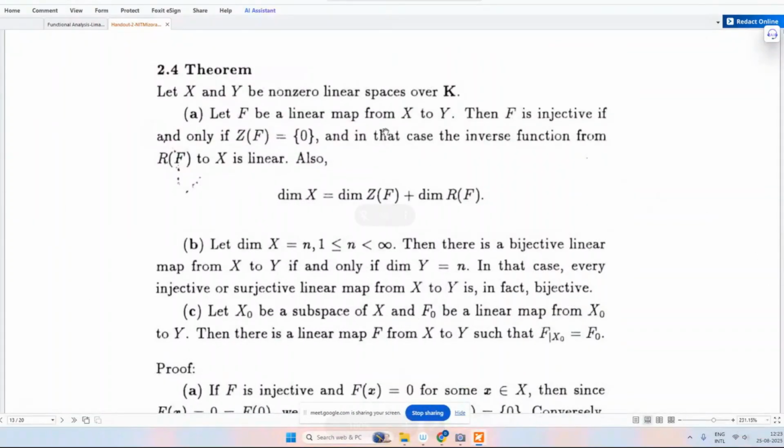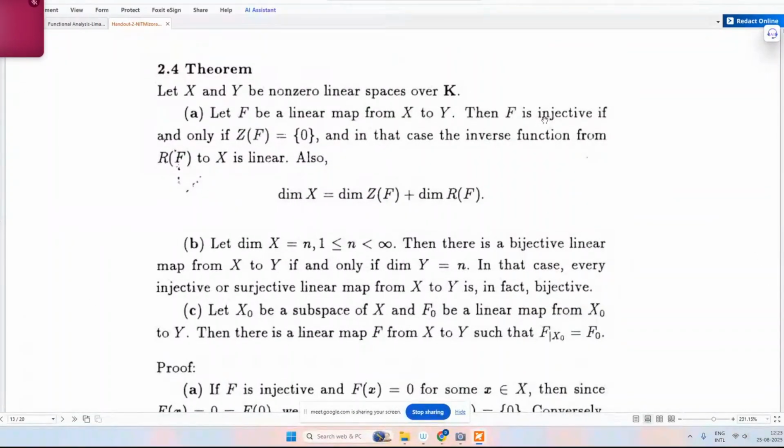Let X and Y be two linear spaces over K. Let F be a linear map from X to Y. Then F is injective, which means F is 1-1, if and only if the null space is the zero space. And in that case, the inverse function from the range of F is also linear.